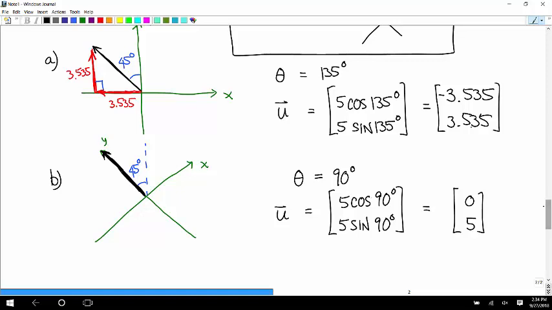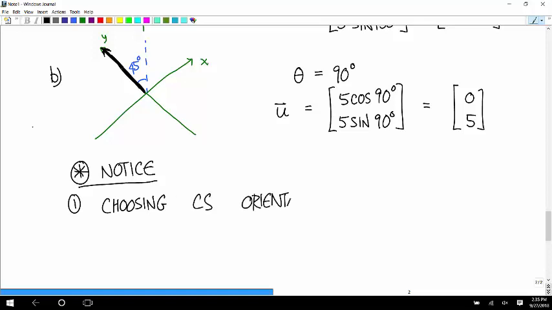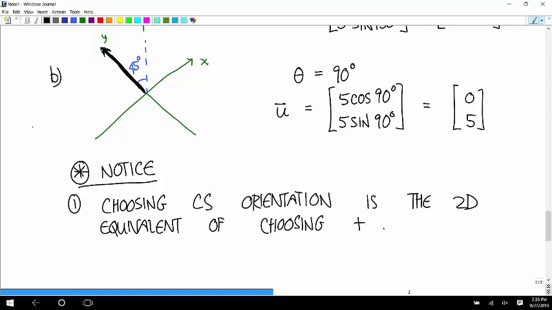Okay, so now here are some things to notice about this. Some things to keep in mind. First, we've seen something like this before, and it might not be totally obvious, the connection on your own, but this choice of coordinate system, so choosing the orientation of the coordinate system, is the two-dimensional equivalent of choosing the positive direction. Okay, so where we used to have to choose the positive direction and then that specified the negative direction and then we could assign numbers to things, now we have to choose an orientation of the coordinate system.